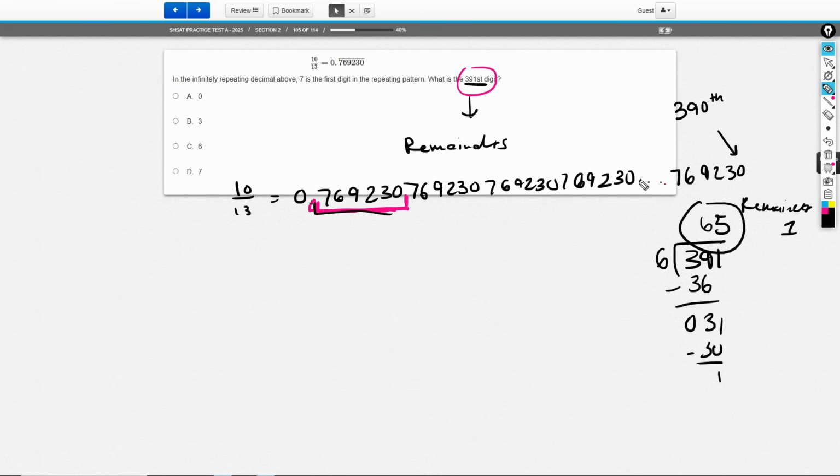Okay, there's a break here, right? Because obviously I can't write it all on the page. This 6-digit pattern happens 65 times. So here it happens 65 times. And now we're on the 390th digit.